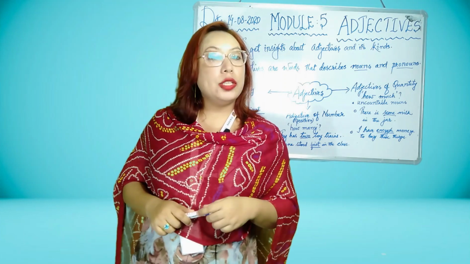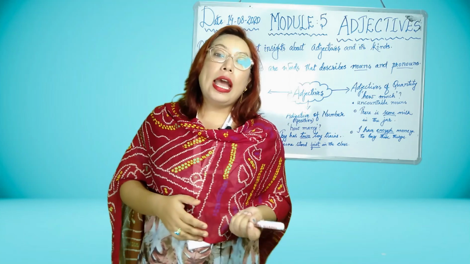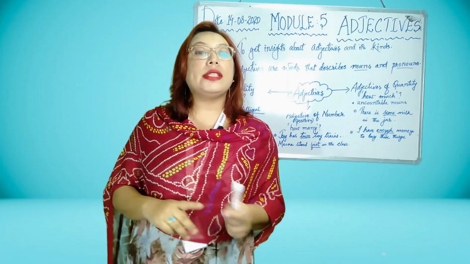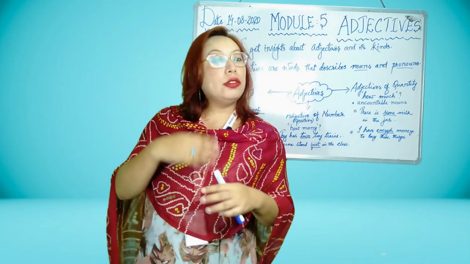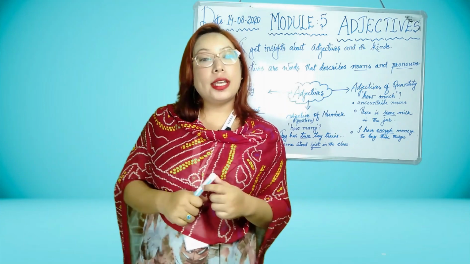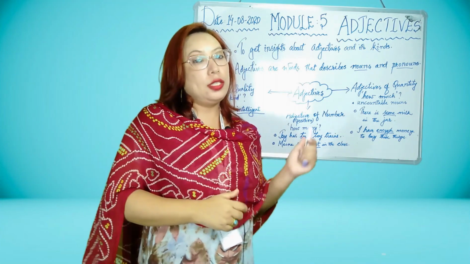So I hope students you are clear with today's concept, what an adjective is, and the 3 different kinds of adjectives: adjectives of quality, adjectives of quantity, and adjectives of number. So please revise it. There are simple exercises given in your workbook. Please try to do them related to this lesson.